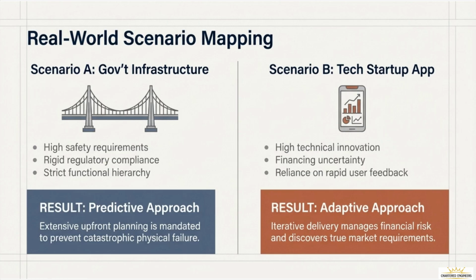By using iterative delivery, the team manages financial risk. They only build what the market actually wants. If the first version fails, they pivot quickly based on real data. When you're answering exam questions, try to map the scenario to one of these two extremes. Is it more like a bridge, where failure is physical and costly, or more like an app, where the biggest risk is building something nobody wants? Identifying this center of gravity will lead you to the right answer. Now, let's formalize the logic we use to make these decisions.